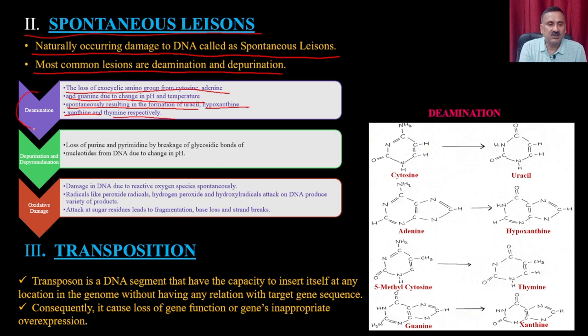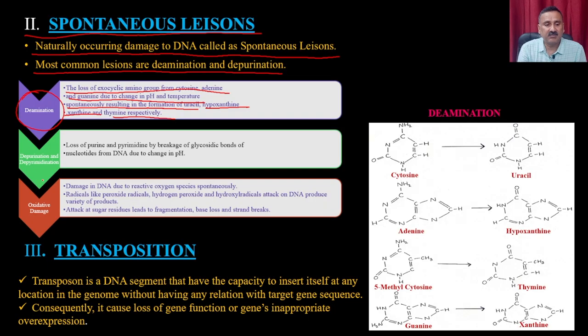So deamination is going to change the nucleotide. For example, if there will be a deamination of these nucleotides, they are going to get converted into uracil, hypoxanthine, xanthine and thymine, and that is going to result in a change in the structure or a change in the nucleotide sequences. Then depurinations and depyrimidinations: loss of purines and pyrimidines by the breakdown of the glycosidic bond between the nucleotide and the DNA, due to the change in the pH.